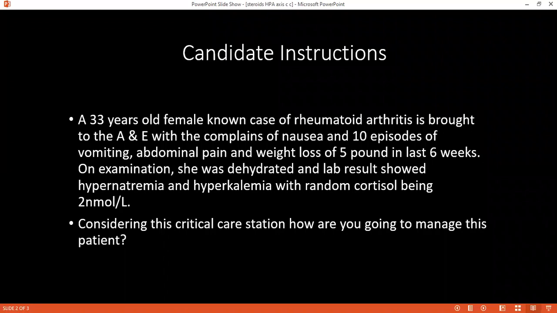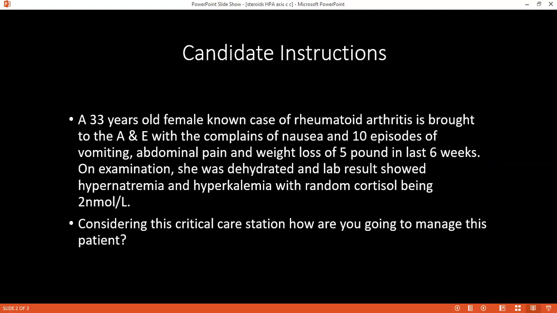Right. So if you have read and understood the critical care scenario, kindly tell me how would you manage this patient now? I will manage according to the prescribed protocol using the ABCD approach: check the airway, breathing and circulation, assess the pulse and the blood pressure. As the patient is dehydrated, I will give 1 liter of normal saline and then assess.